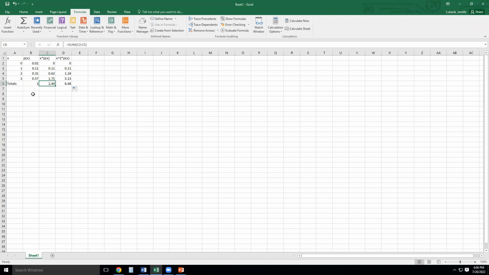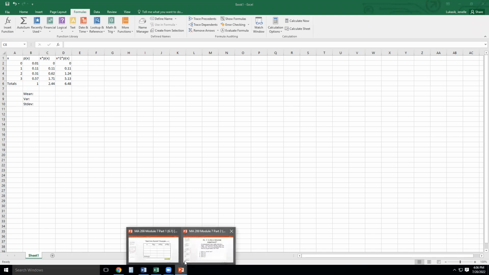Now, after that, the cool part about doing one of these tables, and again, you can use this for your homework problems if you haven't done it this way yet, is when you finish this x times p of x column and you total it, that is the formula for finding the mean of a probability distribution.